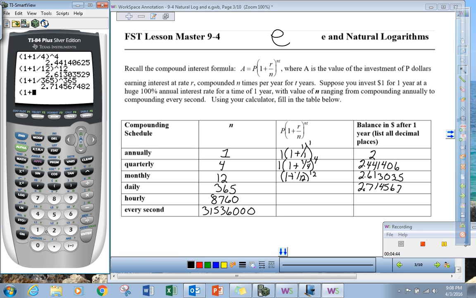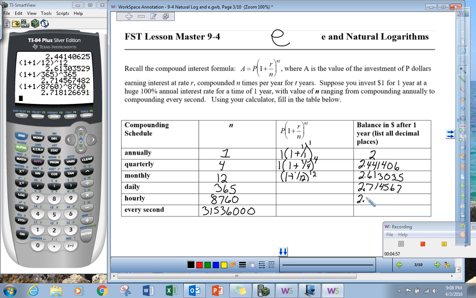Let's look at 1 plus 1 divided by 8760, raised to the 8,760th power. Now I'm at 2.7181266. And I can keep doing that as fast as I can.